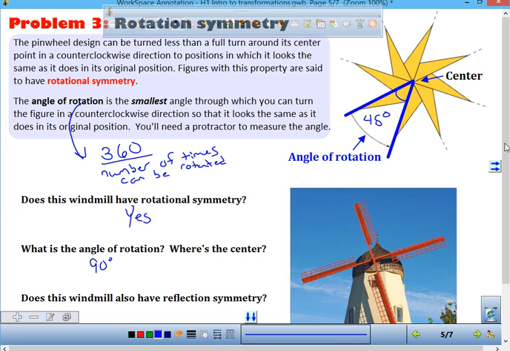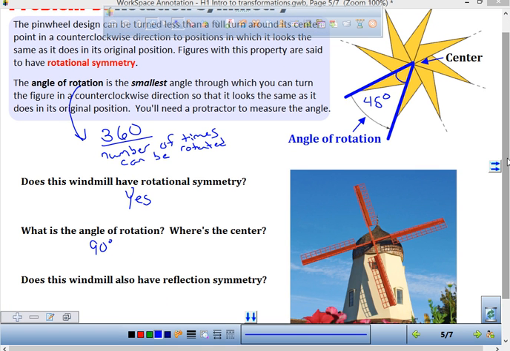Okay? So if I turn it 90 degrees, it's going to put this arm right on top of this arm. And then I turn it 90 degrees again, I'm going to put this arm right on top of this arm. And then 90 degrees again, this arm on top of that arm. Okay? So I could turn it 4 times. That means 360 divided by 4, and we get our 90 degrees. Okay, where's the center? Okay, right in the middle. Very good.